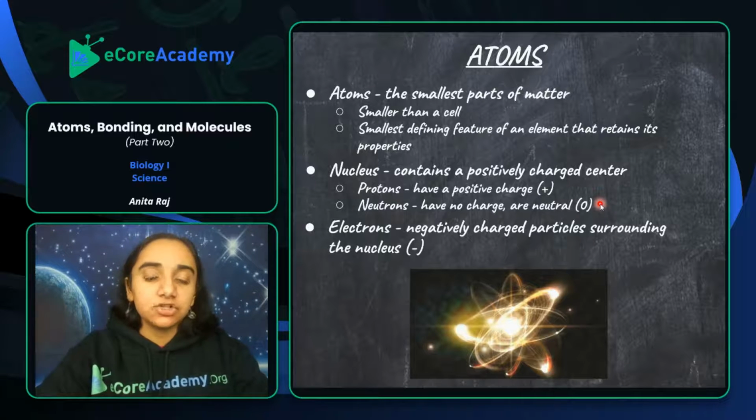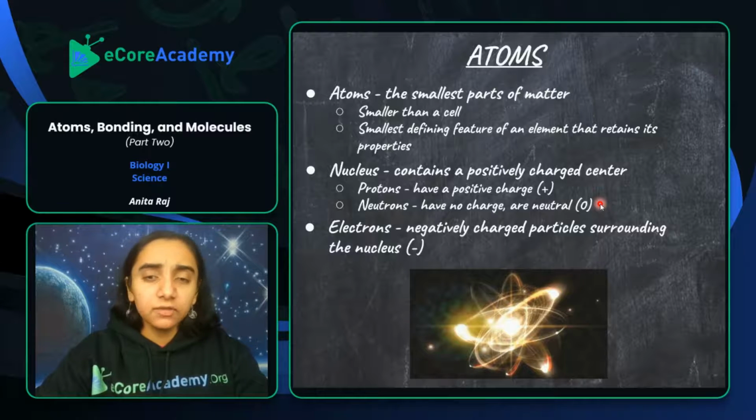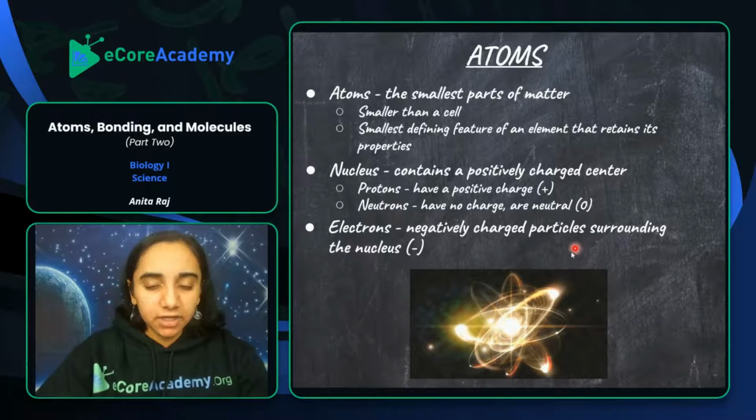And finally, you have electrons, which are very, very important in bonding and reactivity. These are negatively charged particles surrounding the nucleus. So they are not part of the nucleus. They actually dart around the nucleus in these shells or orbitals, which we'll talk about in the next video.